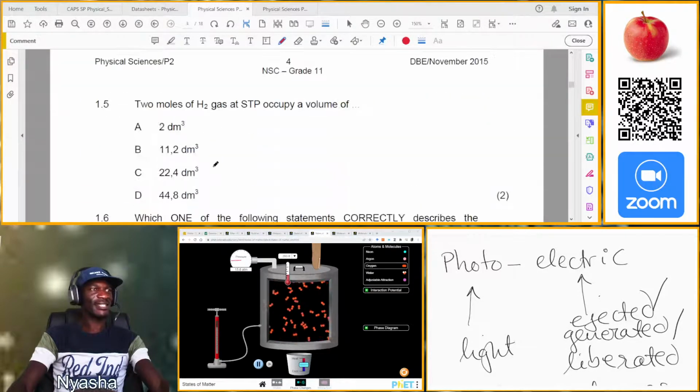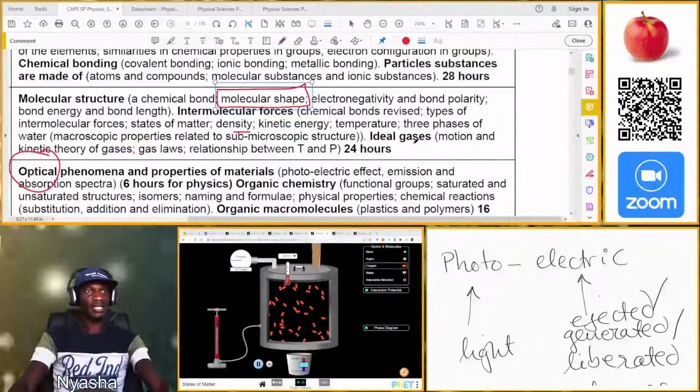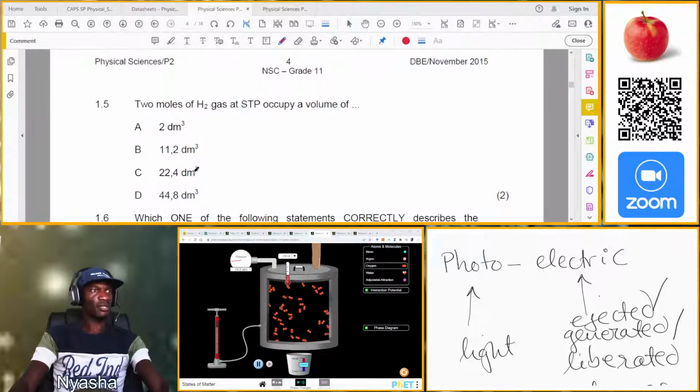Then let's see, 2 moles of hydrogen gas, at standard temperature and pressure, occupy a volume of how much? Right, that's another topic. It has nothing to do with our molecular structure topic, right? Because we're looking at gases. It's under ideal gases this time, right? So we won't look at it first because we're still looking at intermolecular structure.